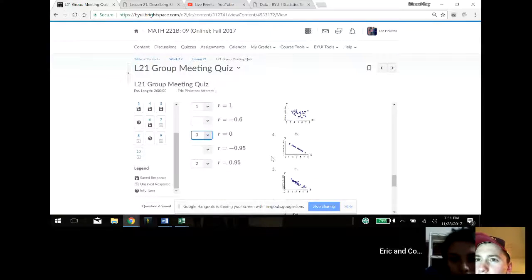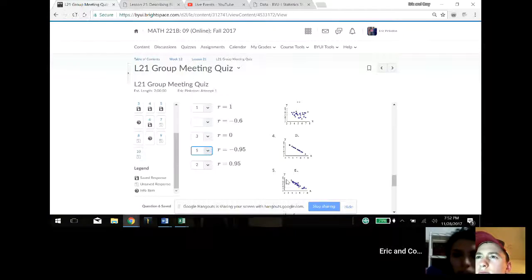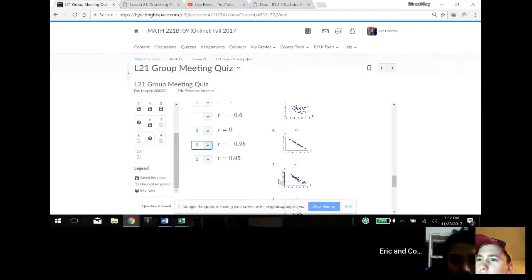And then my 4 is -1. I'm gonna save it and refresh and see if it works. And then my 5 is negative 0.95. And then this one is a negative slope, but it's not strong, so it's a negative 0.6. Oh, that's the one, yay!